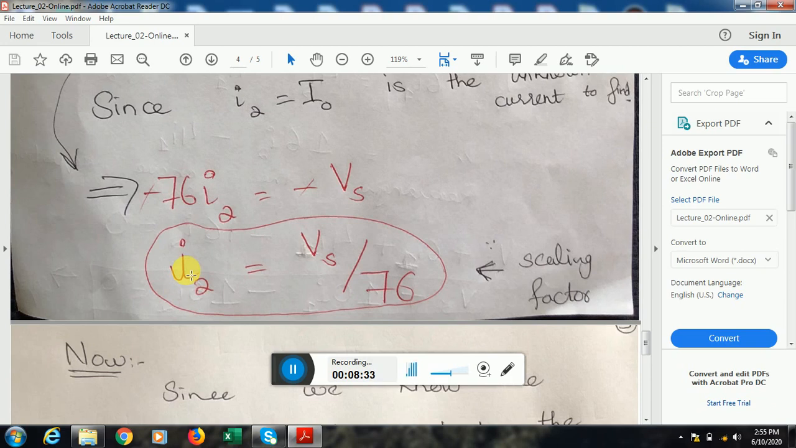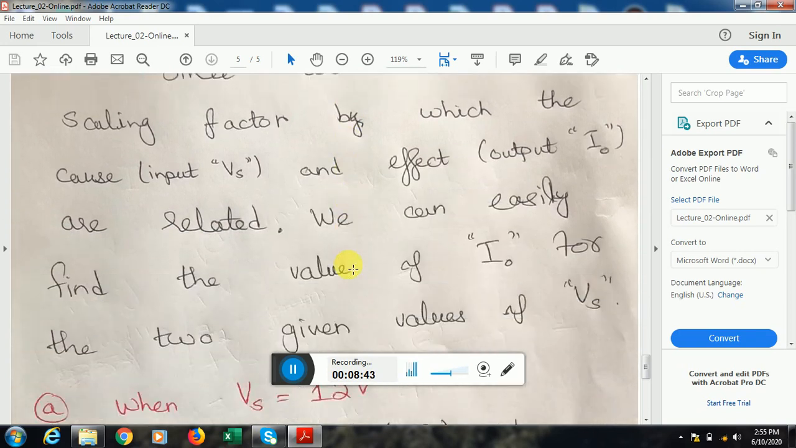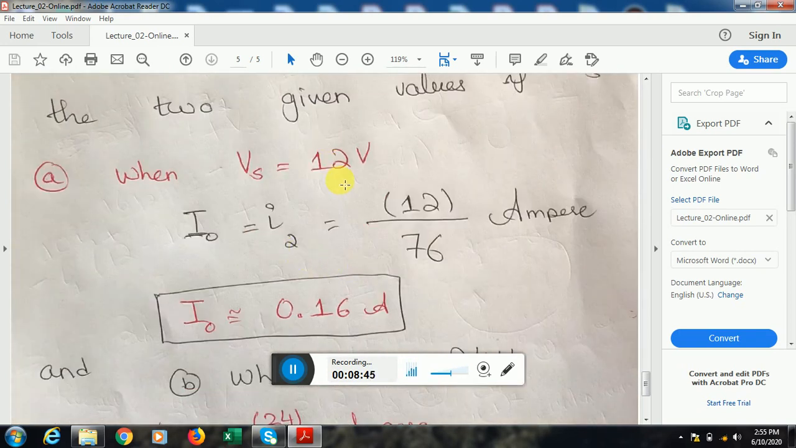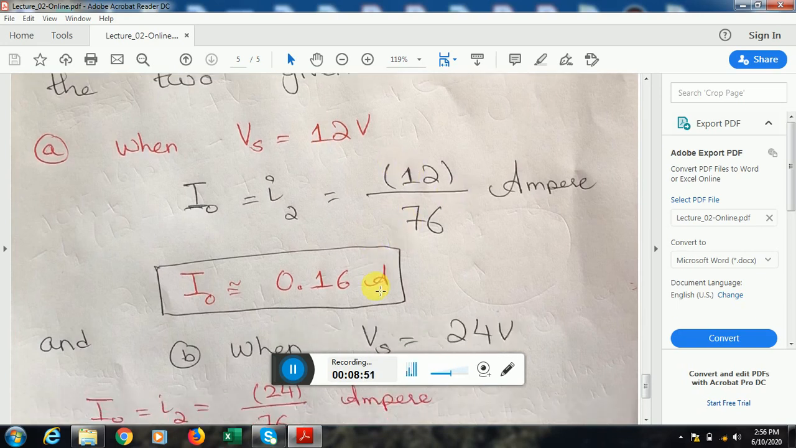In the linearity principle, we have to establish this relationship. We need to find this relationship. Once I'm done with finding this relationship, you can simply insert the values of different Vs that are given to you. The Vs is equal to 12 volt. I insert the value and I get the output current value as 0.616 ampere.